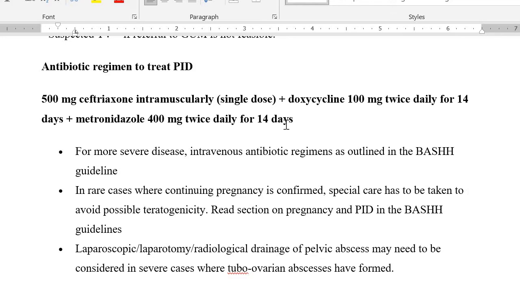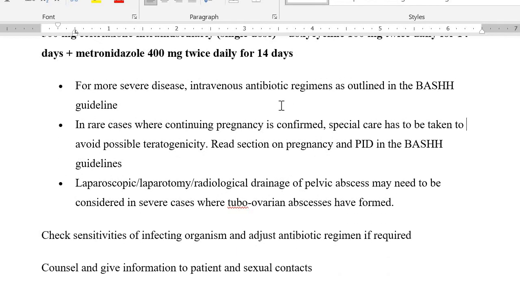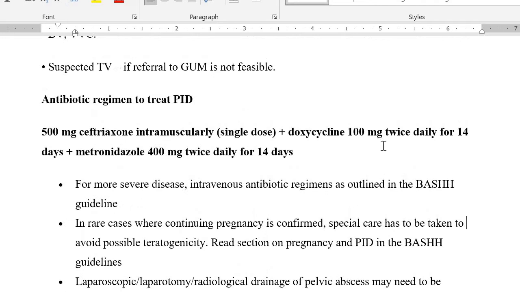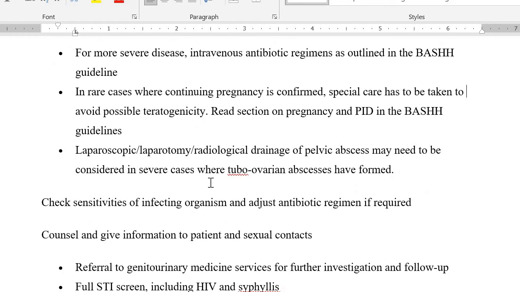In rare cases where a continuing pregnancy is confirmed, special care should be taken to avoid possible teratogenicity. That is one thing. In pregnancy we cannot give doxycycline, so we should hold doxy, but we can give ceftriaxone and we can also give metronidazole. If the patient is pregnant, again we cannot give them ofloxacin.